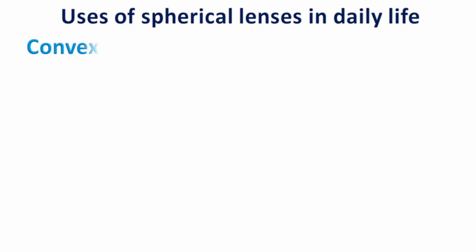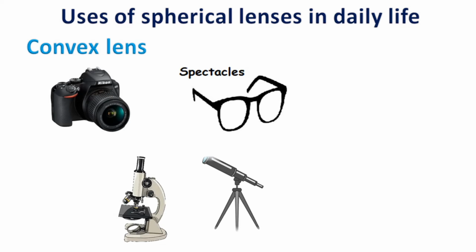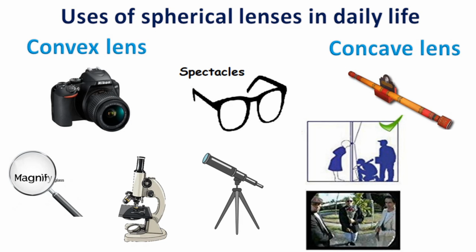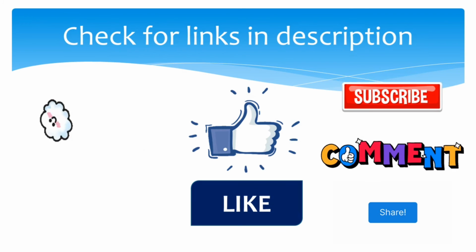Spherical lenses find a wide variety of use in our daily life. Usually for magnifying objects we use convex lens. So it is used in cameras, spectacles, microscope, magnifying lenses, etc. In spectacles and telescopes, concave lenses are also used. As concave lenses are diverging lenses, they give a wider view and hence they are used in door peepholes to view who is standing outside.